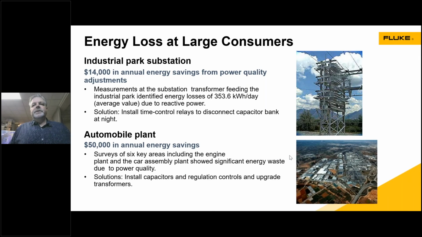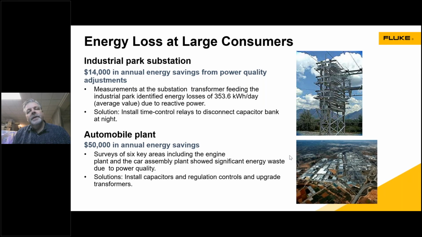This page just talks about some customer success stories. These are two situations that happened in the US. One was an industrial park substation. The customer was measuring their system, and they found that the capacitor bank had been installed but stayed on, and when it wasn't being needed, it wasn't being shut off. It was creating power factor penalties for them. They were able to put in time-controlled relays and disconnect the capacitor bank at night, and saved $14,000 annually from just a poor power quality adjustment.